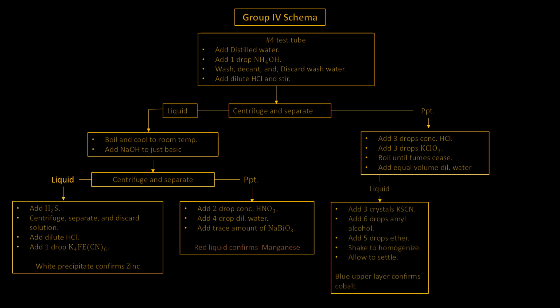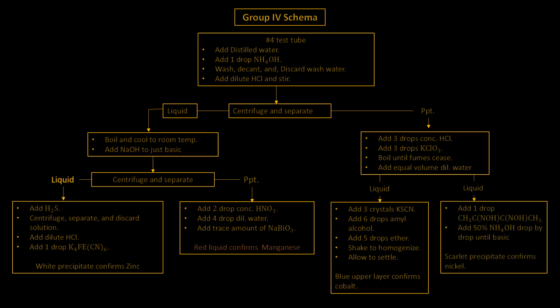To the first part, add 3 crystals of potassium thiocyanate, 6 drops of amyl alcohol, 5 drops of ether, and shake the test tube to thoroughly mix the solution. Allow this to settle. The solution should separate into 2 separate layers. If the top layer turns blue, it confirms the presence of cobalt. To the other half of the solution, add 1 drop of dimethylglyoxime and 50% ammonium hydroxide dropwise until it's just basic. Any scarlet-colored precipitate that forms will confirm the presence of nickel.